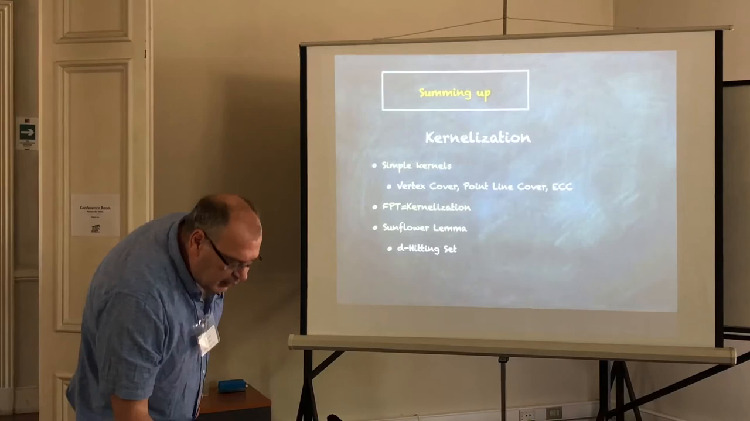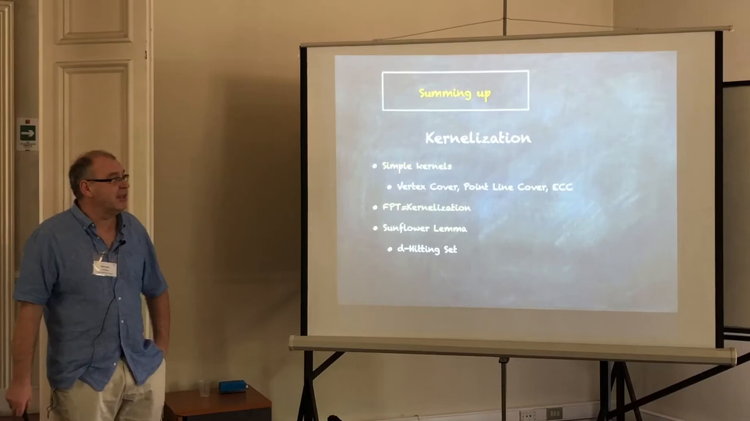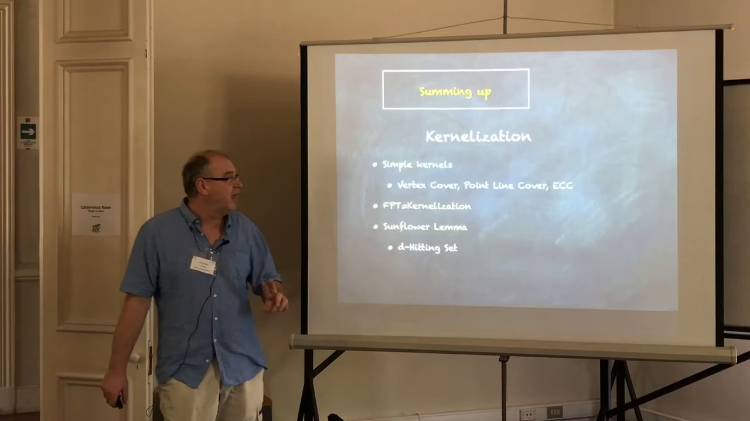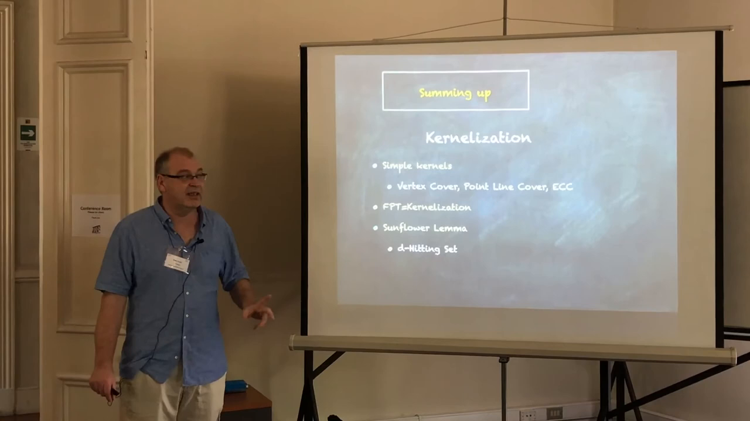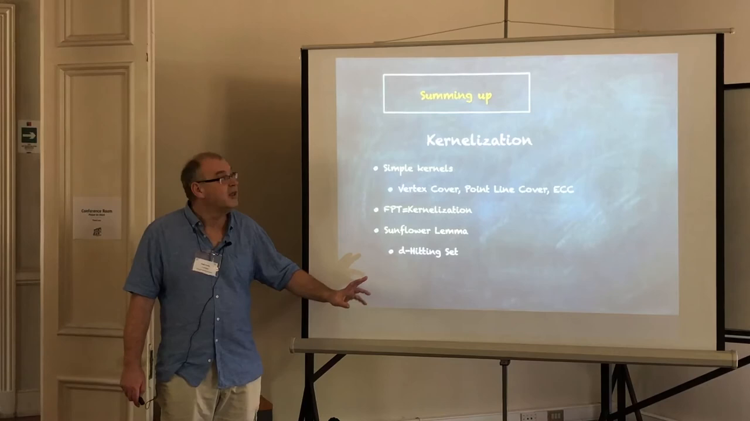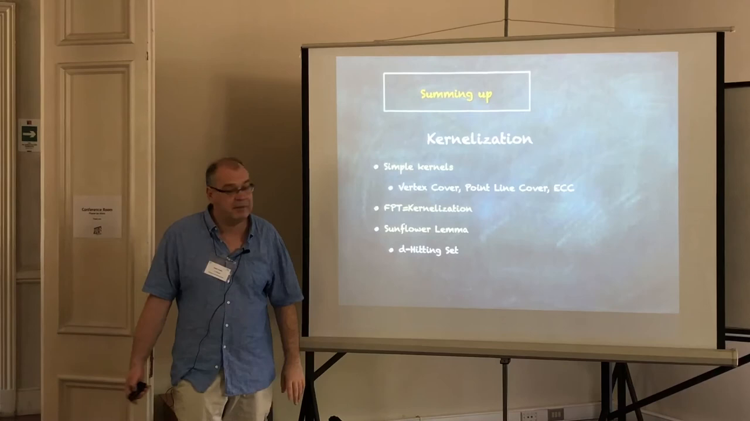Let me just sum up what I was teaching you this hour. We started speaking about kernelization, and we spoke about simple kernels, for example for vertex cover, point line cover, and h-clique cover. We also realized that there are polynomial kernels and exponential kernels, and that it really makes a difference. Also, FPT is exactly equal to kernelization. Then we started to dive into tools that can be used to design polynomial time kernels. This was the sunflower lemma. If you forget everything else I spoke about today, I hope at least these things will remain.